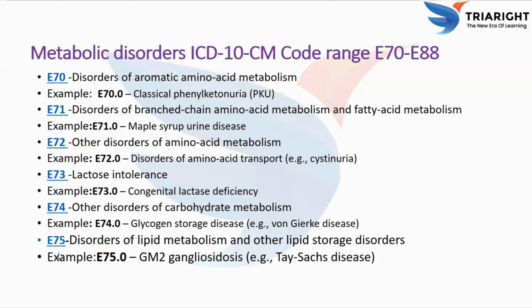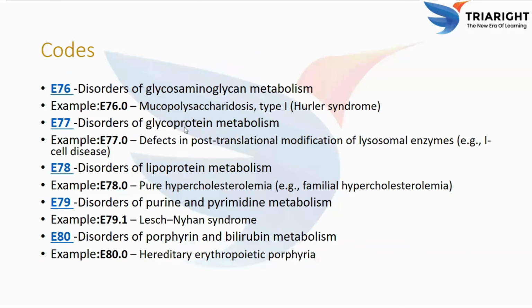So next, the E75 code, it's disorders of lipid metabolism and other lipid storage disorders. For example, GM2 gangliosidosis. And the next, E76, E77, E78, E79 and E80. So what do these codes determine? They are disorders of glycosaminoglycan metabolism, disorders of glycoprotein metabolism, disorders of lipoprotein metabolism, disorders of purine and pyrimidine metabolism, and disorders of porphyrin and bilirubin metabolism.